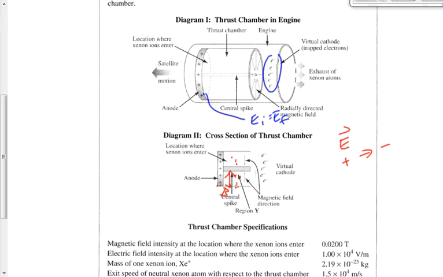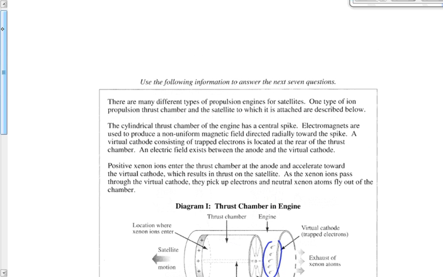We know the magnetic field at that point is upward. We know it's positive particles, and we know they're moving to the right. There's a picture there, and you can't really see it in this diagram very well on the board here, but you can see in the picture on your photocopy that it's pointing upward. They also tell us in the information at the top of that page that the magnetic field is directed radially toward the spike.